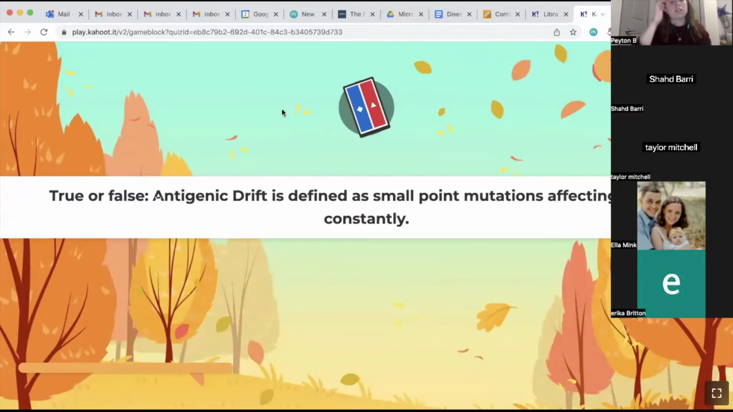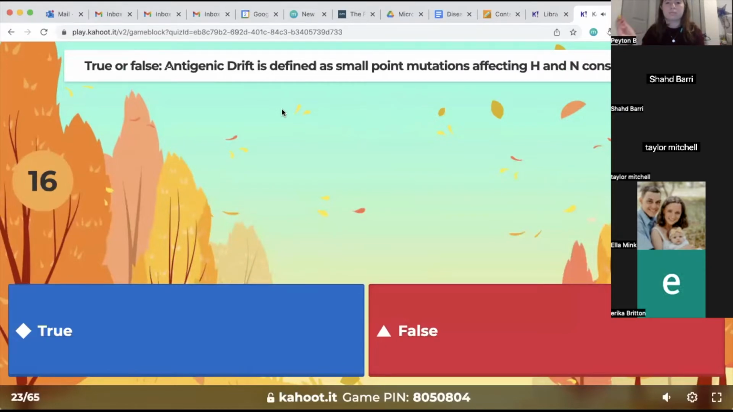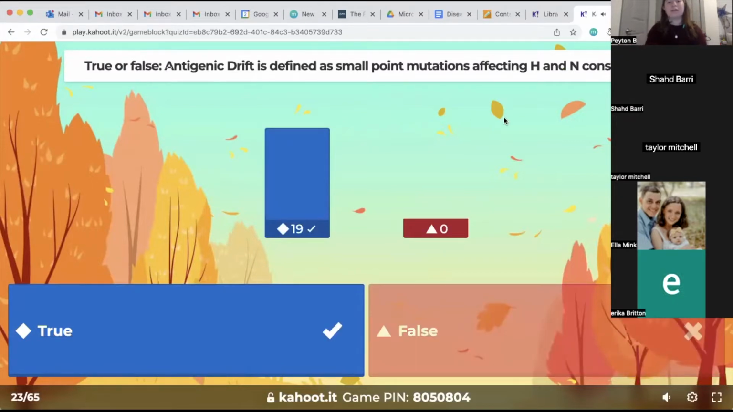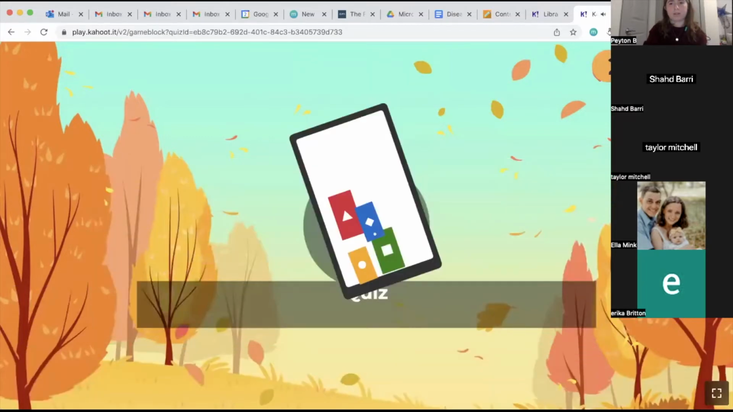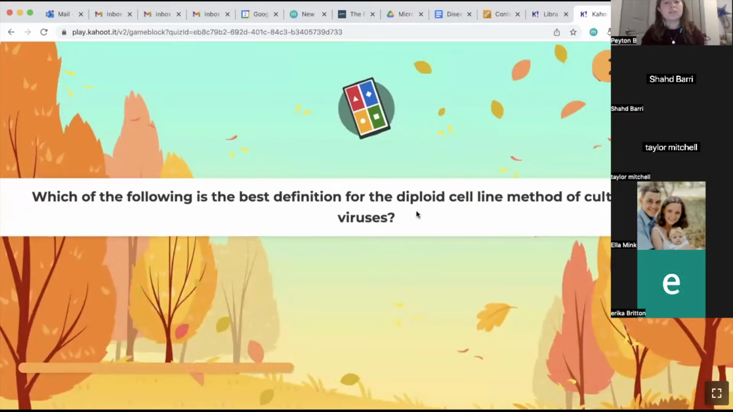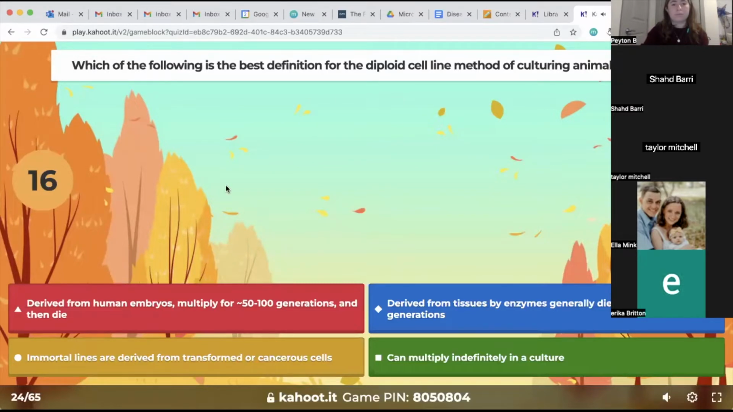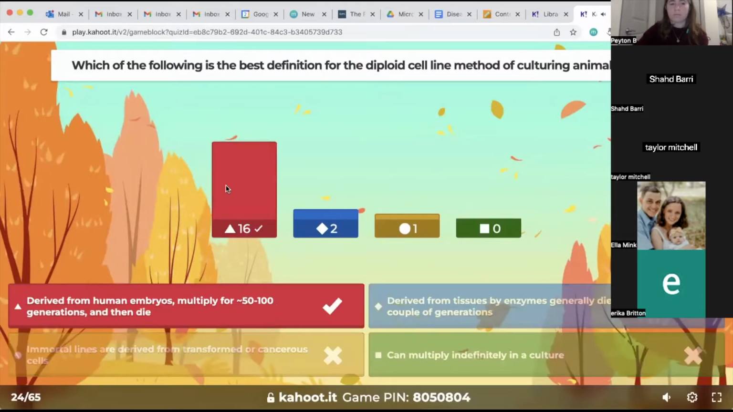All right. Antigenic drift is defined as small point mutations affecting H and N constantly, true or false? True. Yes. So drift is the small point mutations. Shift is the big, scary pandemic-causing one. They rhyme, but shift is the big one, drift is the little one, and the reason we need a new flu shot each year. Which of the following is the best definition of the diploid cell line method of culturing animal viruses? Yep, awesome job, guys.